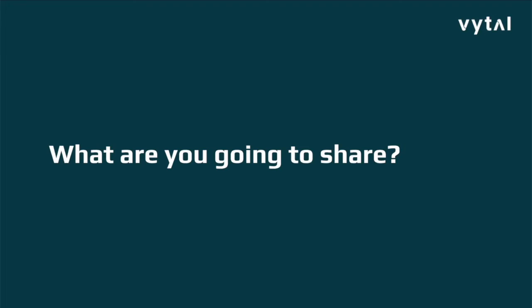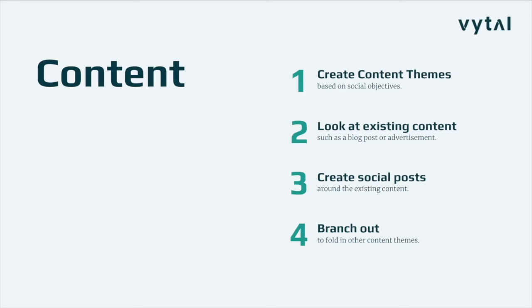What are you going to share? To identify what you are going to share, create content themes based on your social objectives. Then, look at content that has already been created and pull out what performed well in other mediums. A blog post, for example, or an ad. Create social posts around this content and then branch out to fold in other content themes.